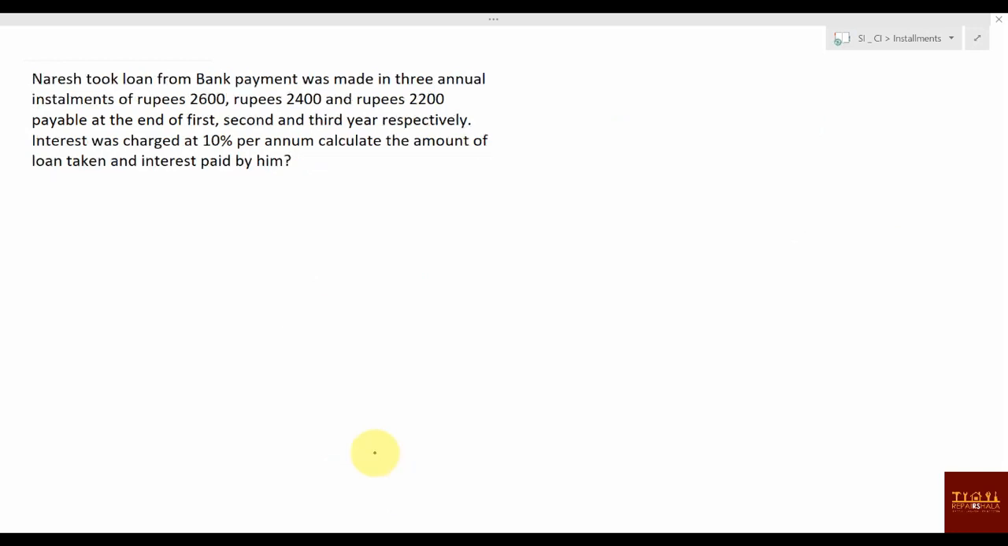Okay. This one. Now can you solve this question and tell me the answer? Same question. There is no cash down here.